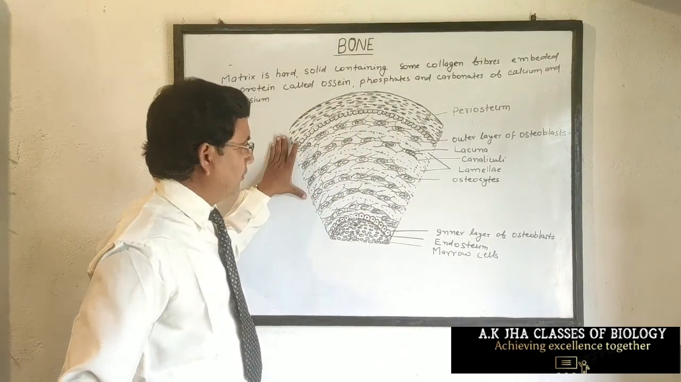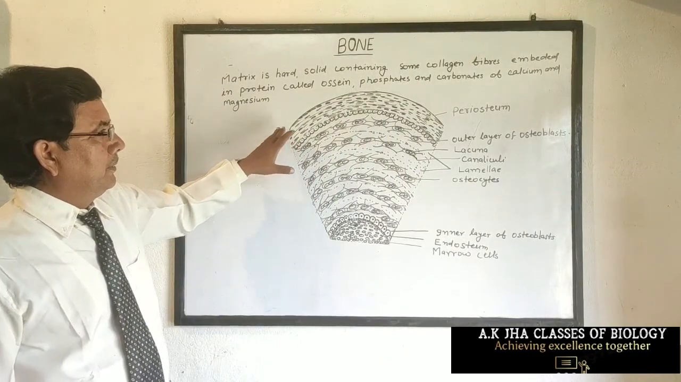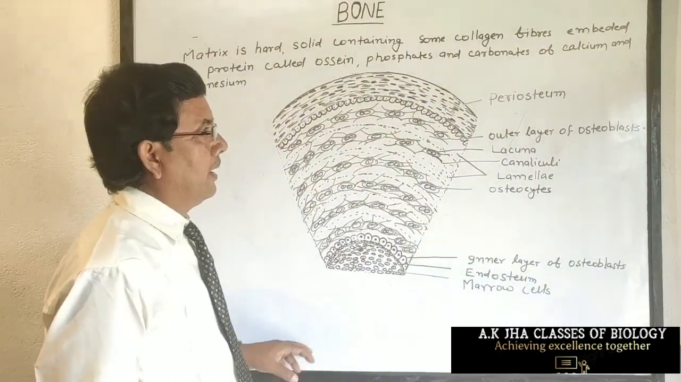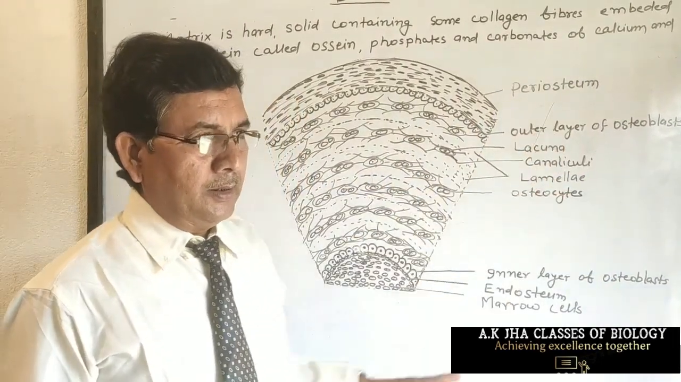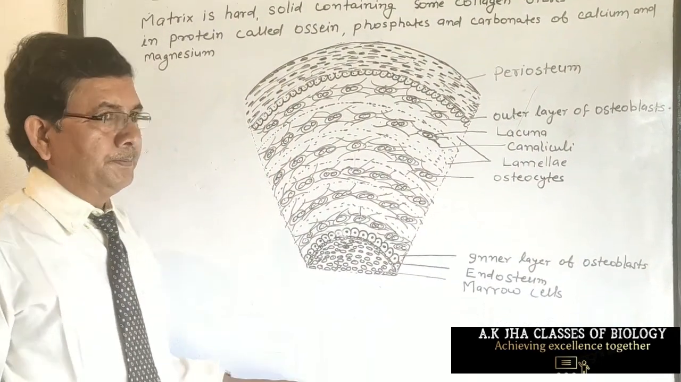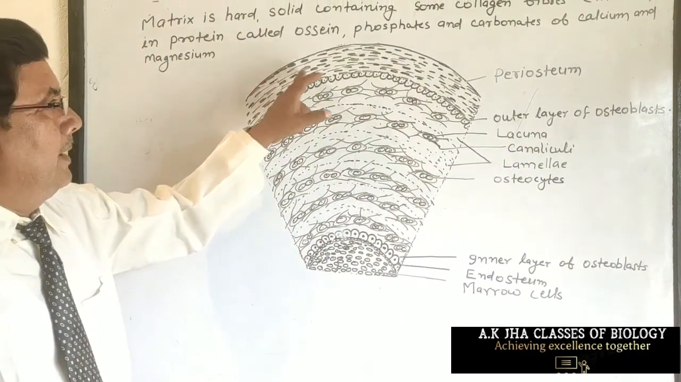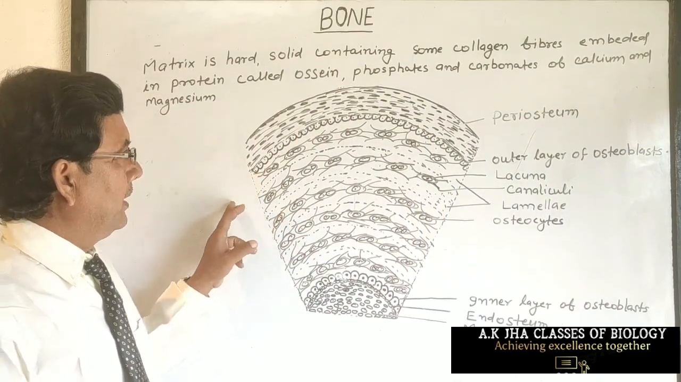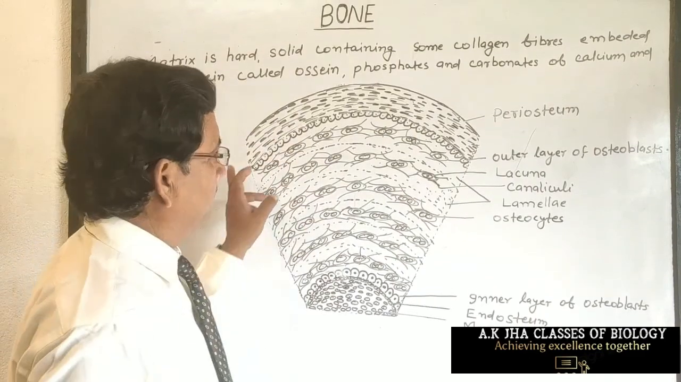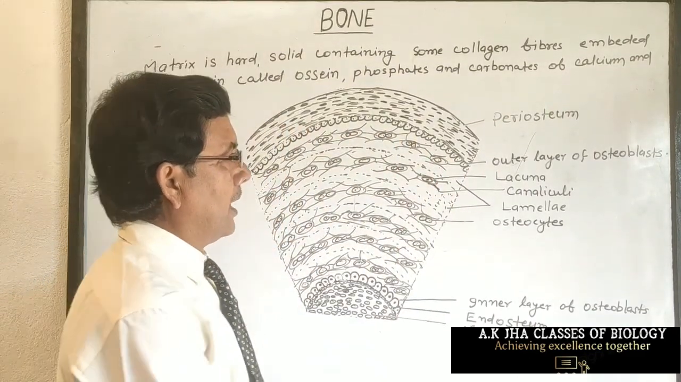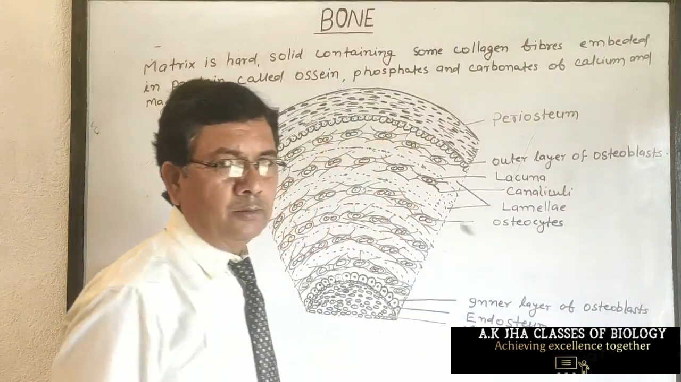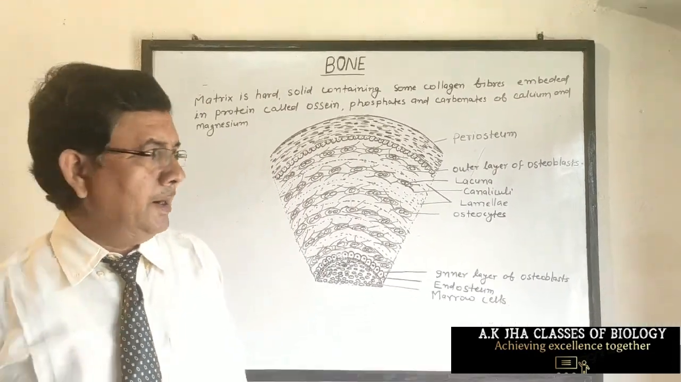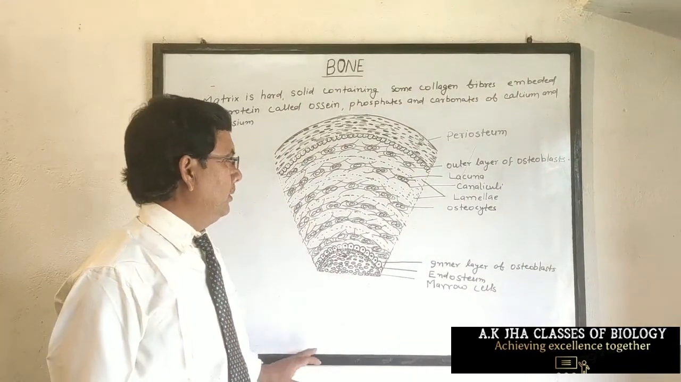Now see the structure of bone, the different types of structure present in bone, one by one. The outermost covering of bone is called periosteum. This periosteum is made up of connective tissue which supplies blood vessels through different canals. Below the periosteum, the next layer is of bone forming cells, called the outer layer of osteoblasts. So osteoblasts are bone forming cells. Osteoblasts continuously divide to form new bone cells.